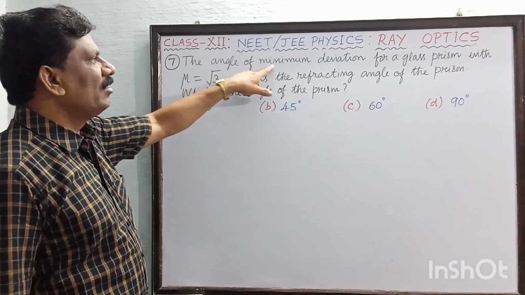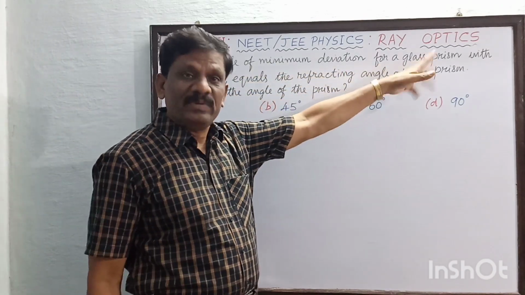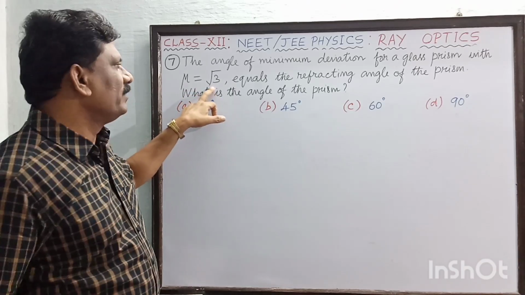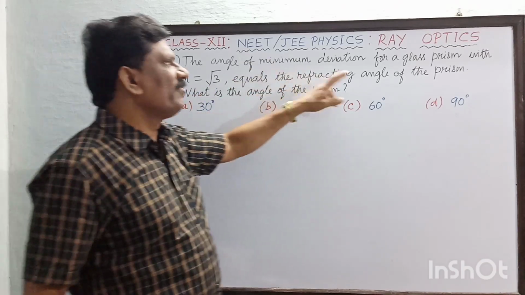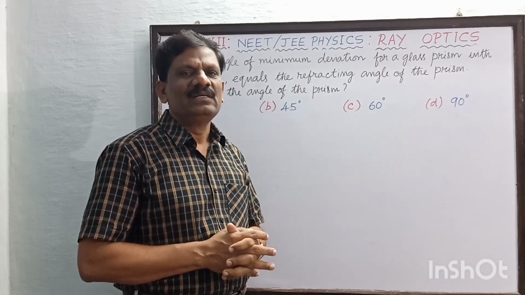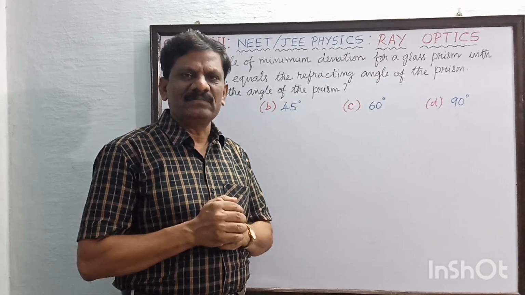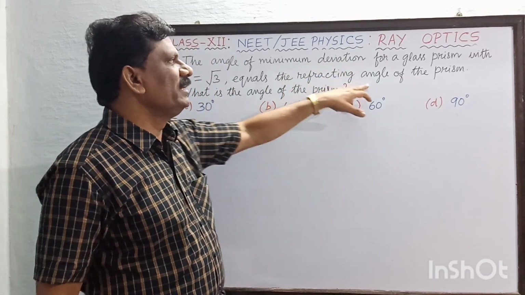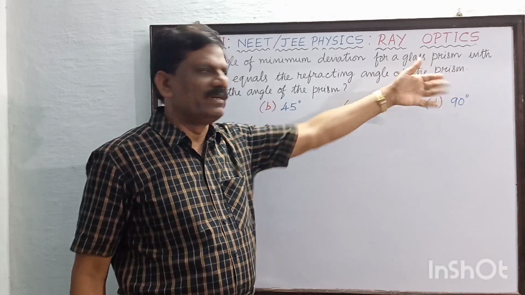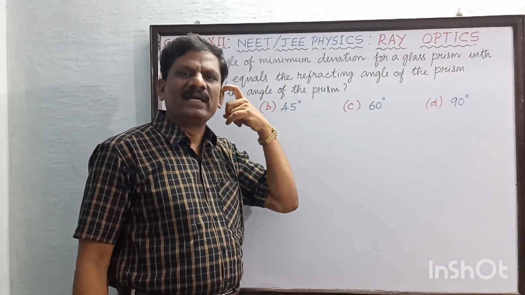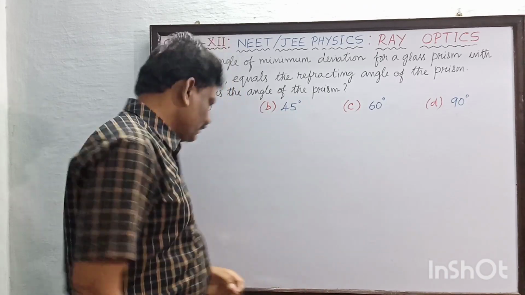The angle of minimum deviation for a glass prism with refractive index mu equal to root 3 equals the refracting angle of the prism. We have to read carefully. So two angles are equated. Which two angles are equated? The angle of minimum deviation is equal to the angle of the prism. That is given here. What is the angle of the prism? We have to find out the angle of the prism here.